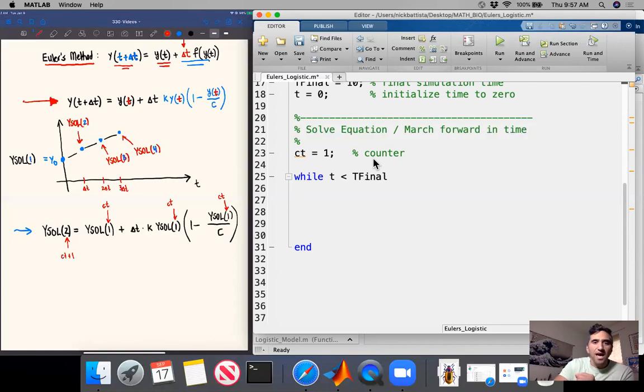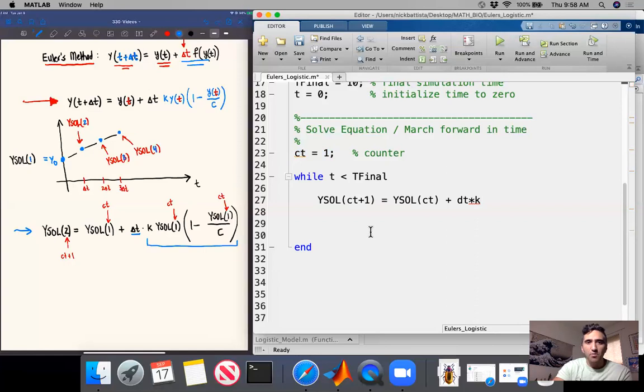Since in line 23 up here, we initialize this to counter, so we can go ahead and use this, but generalize this step for any time step that we want. So we can have y solution at counter plus 1 is equal to y solution at counter plus our time step dt. And we're just going to then have to write in that right-hand side function of our differential equation.